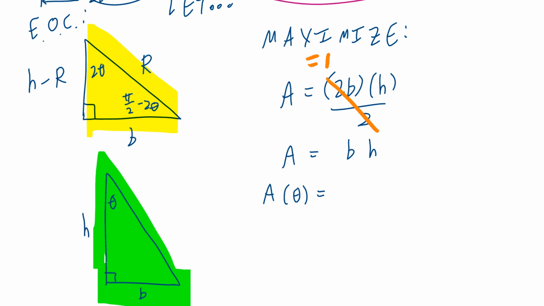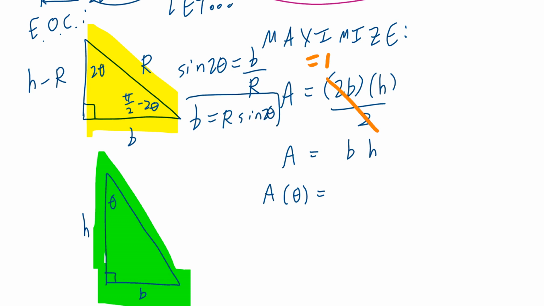If you think about SOHCAHTOA, again, be mindful. Sine is going to be opposite over hypotenuse. So when I think about sine 2 theta, that's going to be opposite over hypotenuse. So b divided by capital R. And of course, I can isolate for b by cross multiplying. So b is going to be r times sine 2 theta. And I'm going to plug it in a moment.